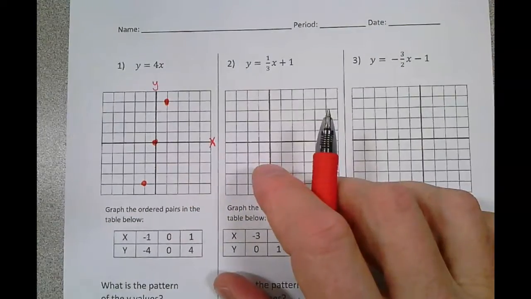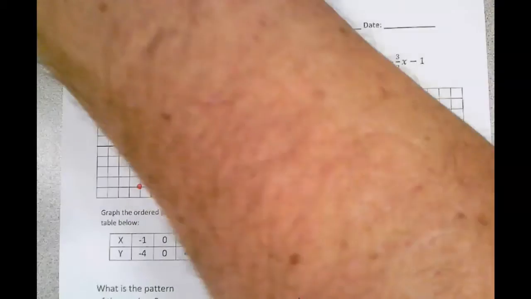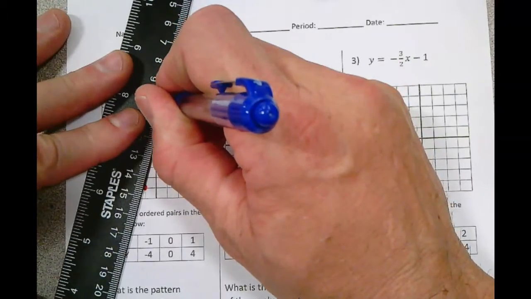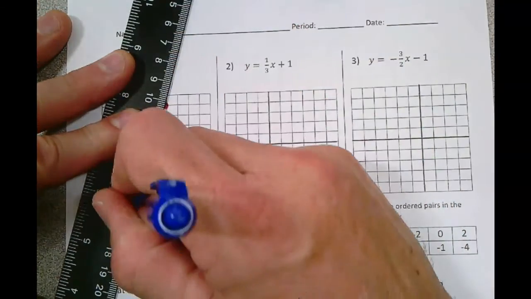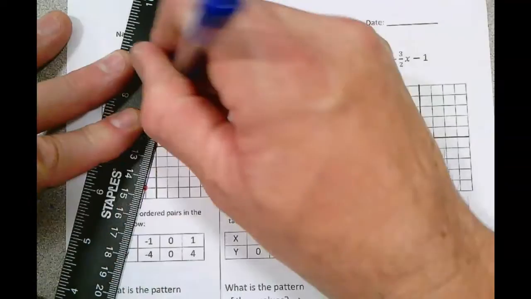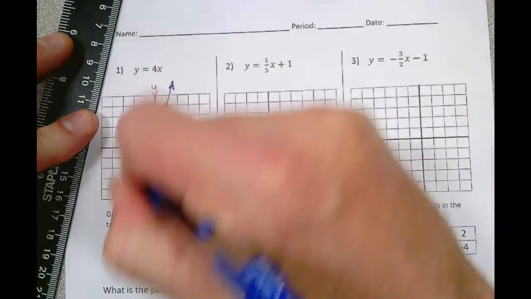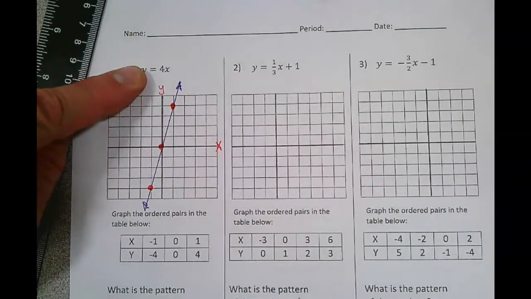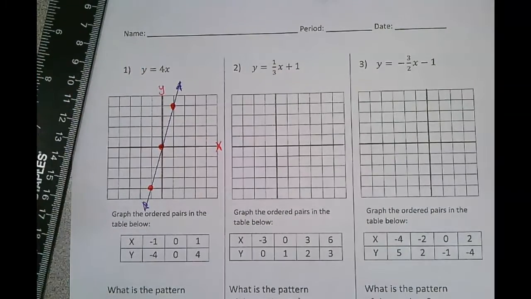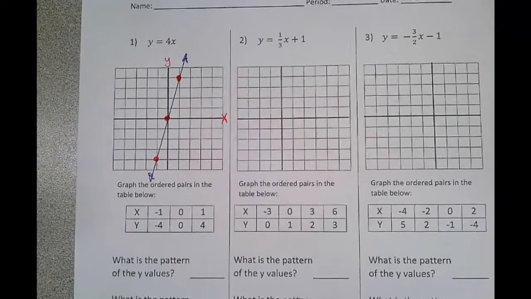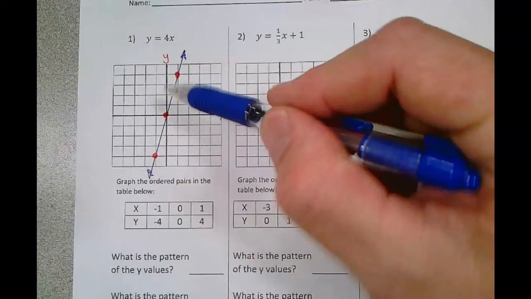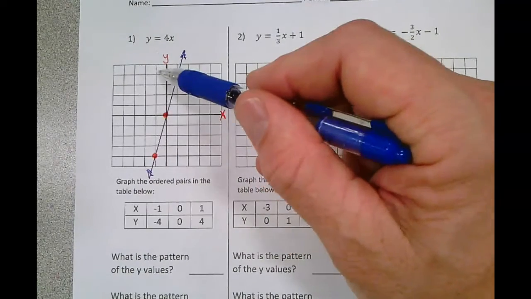And just so we can see this clearly, I'm going to go ahead and graph this from the line. This is the graph of that line, and it actually has the equation y equals 4x. And let's look at this. It's asking the question, what is the pattern of the y values? And y means how far are we going up each time, right? And I can count this.